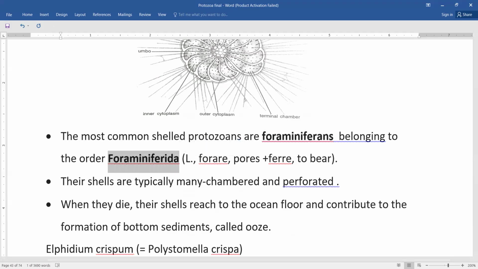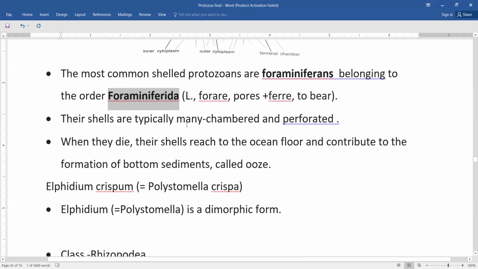And then, their shells are typically many chambered and perforated. Perforated means having pores. Okay. So when they die, their shells reach the ocean floor and contribute to the formation of bottom sediments. They are called foraminiferan ooze. Okay. So now our topic is Elphidium crispum.